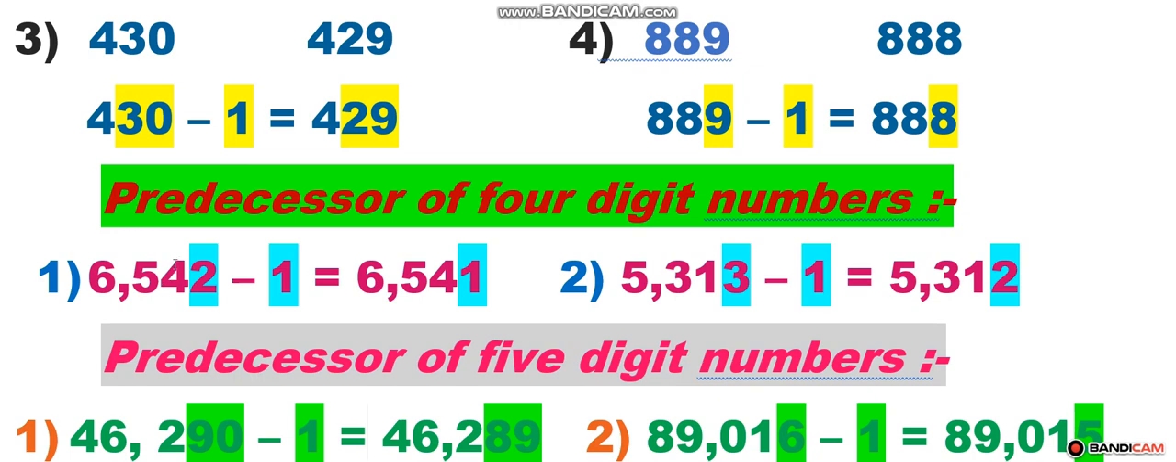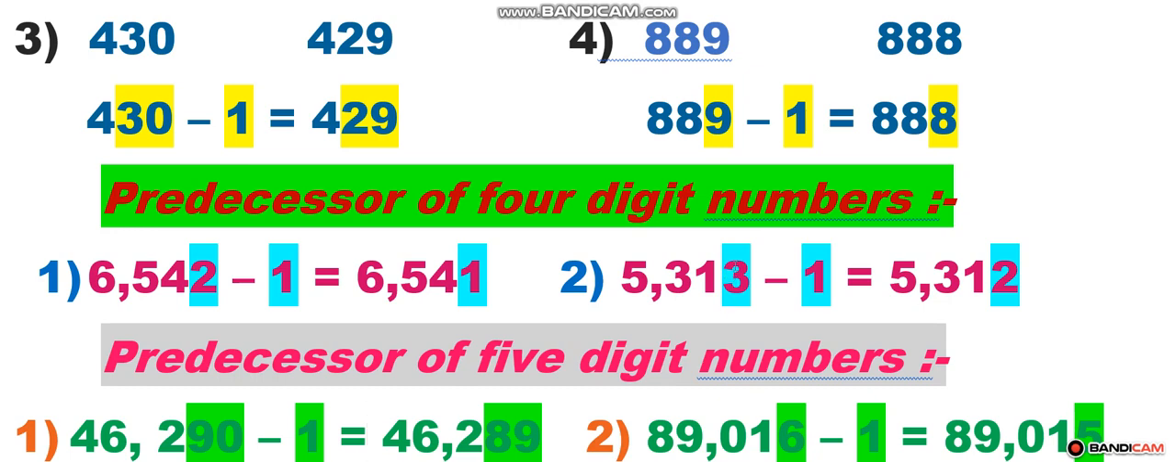Now observe here, predecessor of 4-digit numbers. Okay, here ones period, thousands period. How do you read this? 6542. Predecessor of 6542 is, here units place digit 2. You subtract 1 from 2. 2 minus 1, 1. Yes. So you can say 6542 minus 1, that equals 6541. Predecessor of 6542 is 6541.